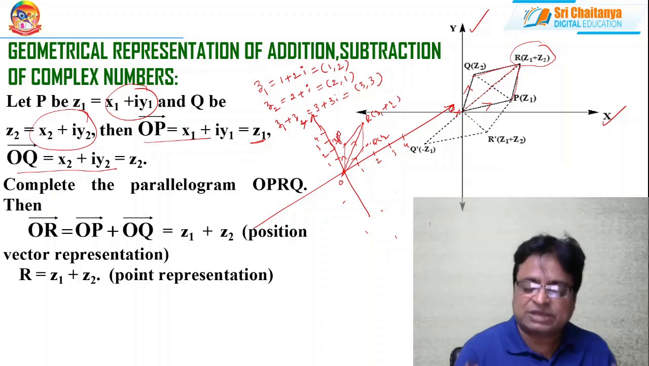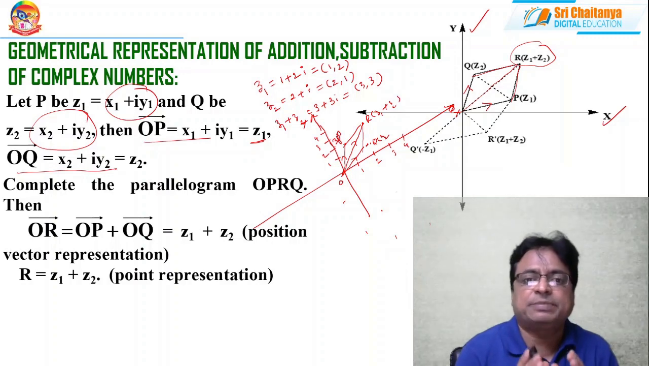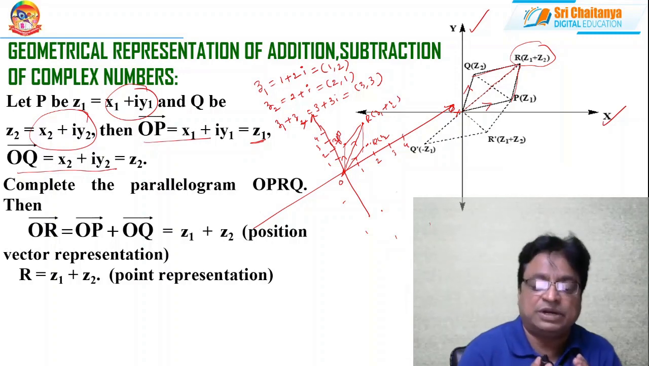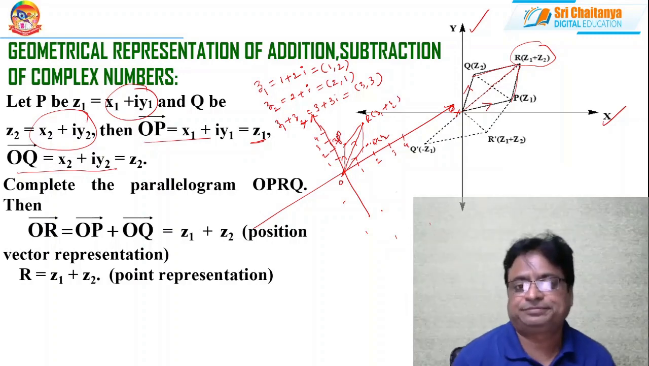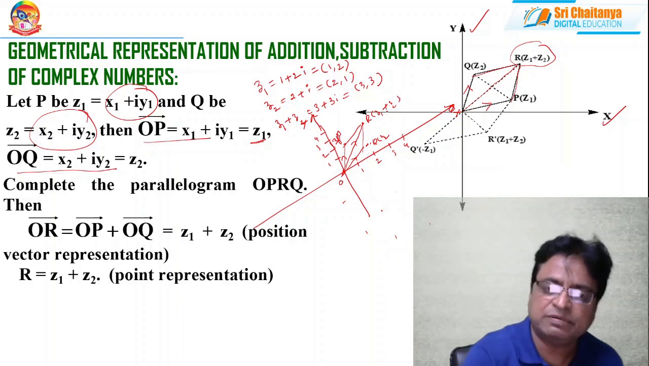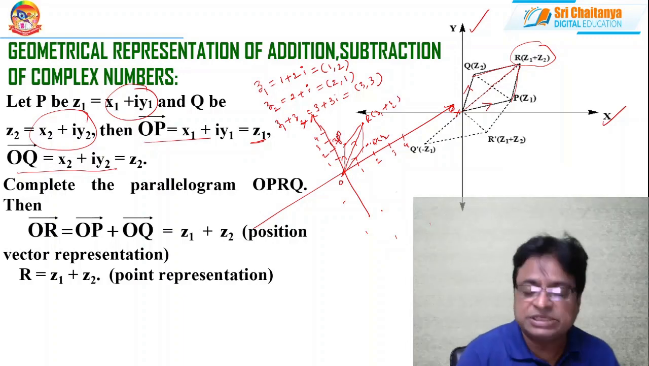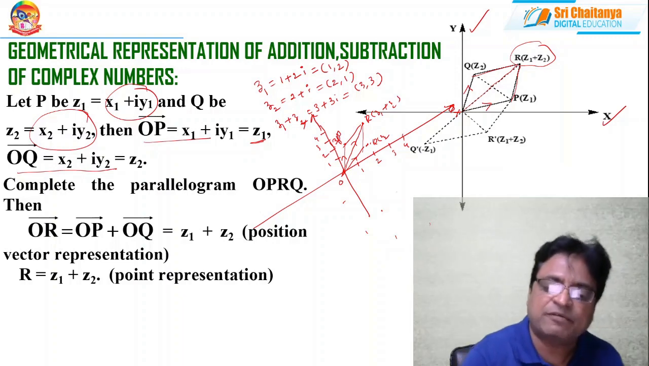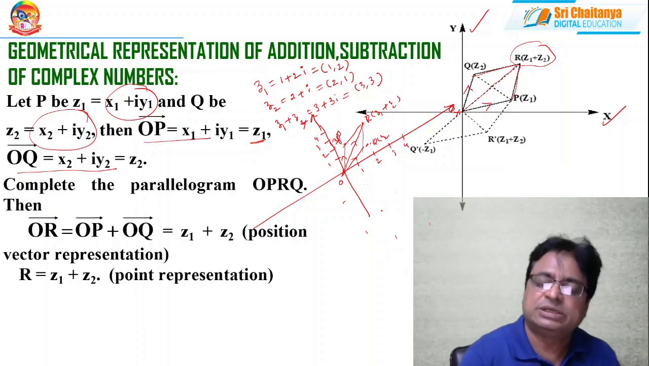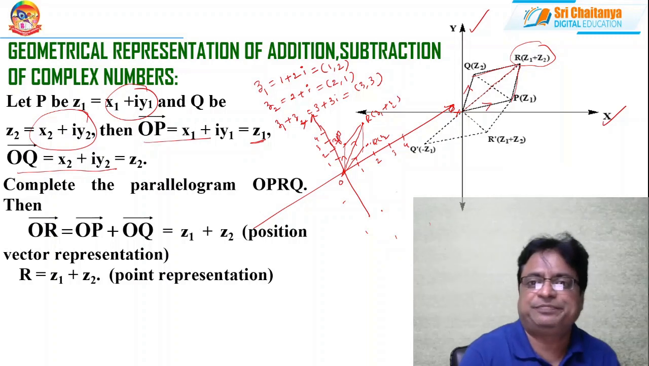So this is called the geometrical interpretation of addition of complex numbers. Here R, Z1 plus Z2, represents a point only. This is the position vector of R, which is OR bar, represented by Z1 plus Z2.